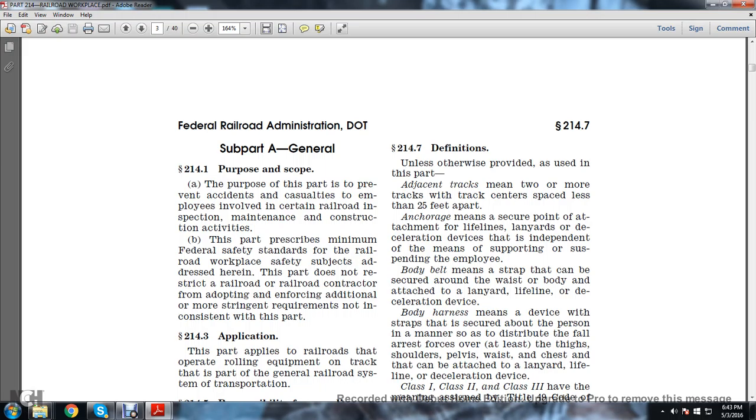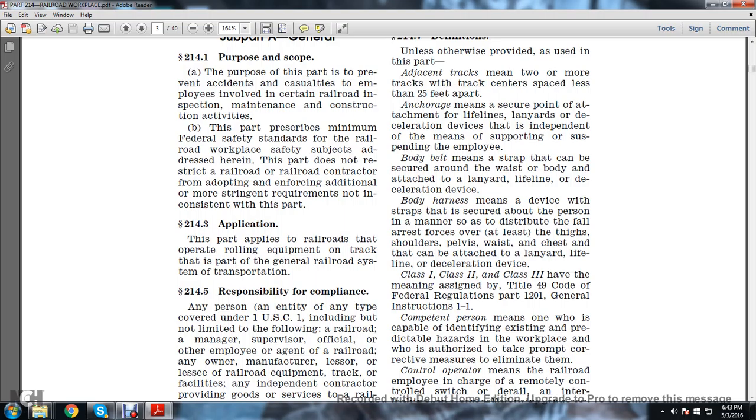This part prescribes minimum federal safety standards for the railroad workplace safety subjects addressed herein. This part does not restrict a railroad or railroad contractor from adopting or enforcing additional or more stringent requirements not inconsistent with this part. 214.3, this part applies to railroads that operate rolling equipment on track that is part of the general railroad system of transportation.